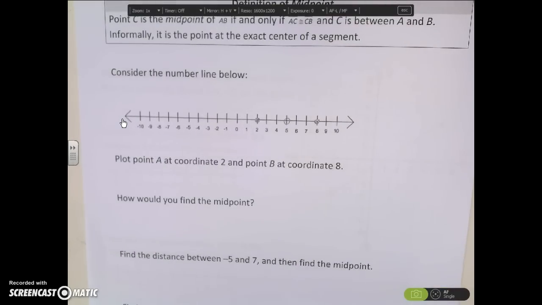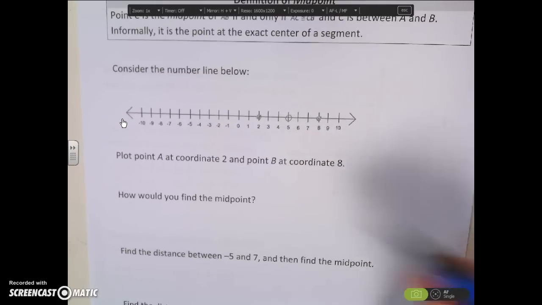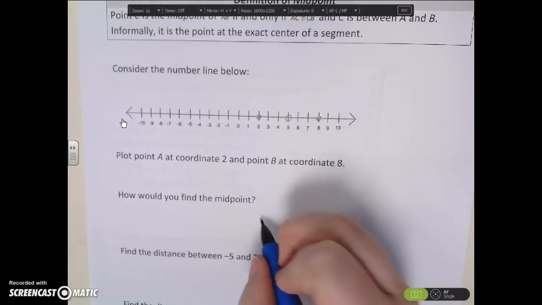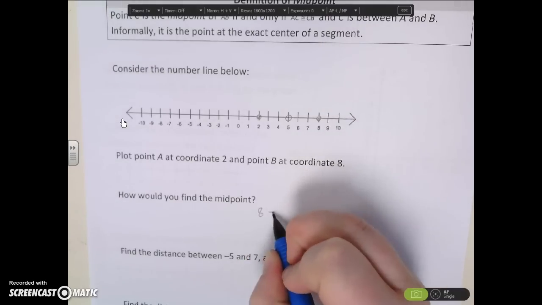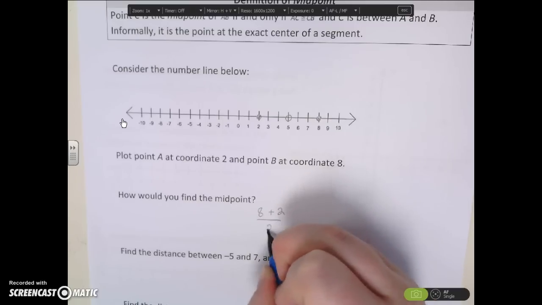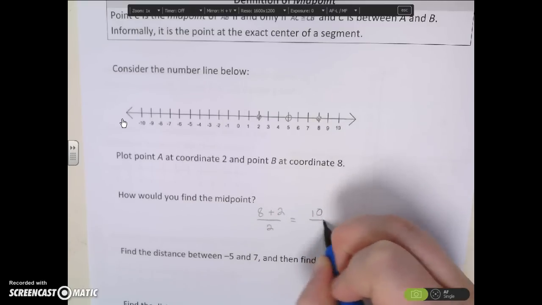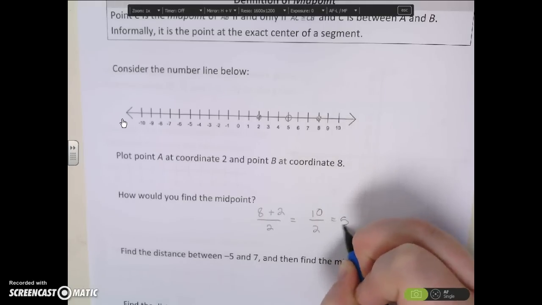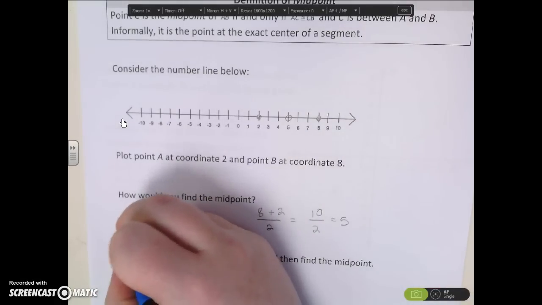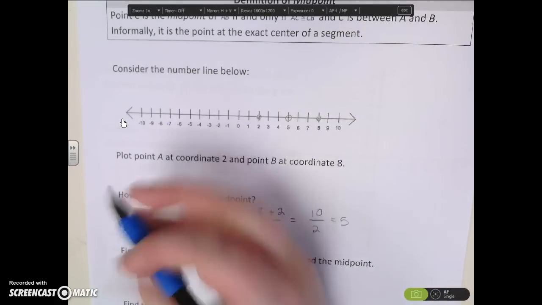But what if I wanted to get it without the number line? Well, the midpoint is always the point that's the average of your 2 points. So 8 plus 2 over 2 gets me 10 over 2, which is 5. So it's the average.